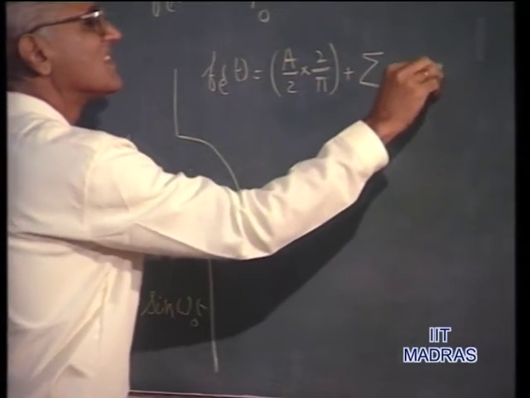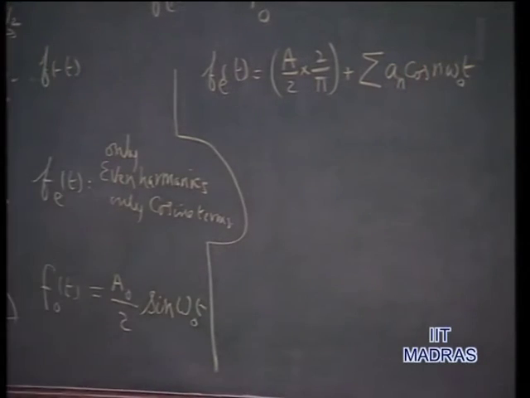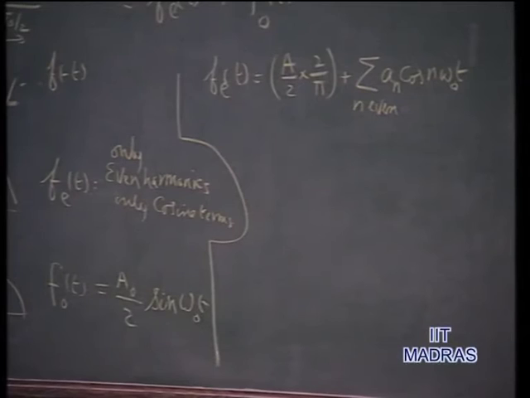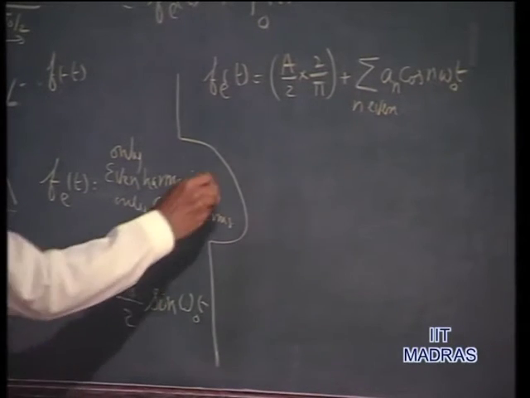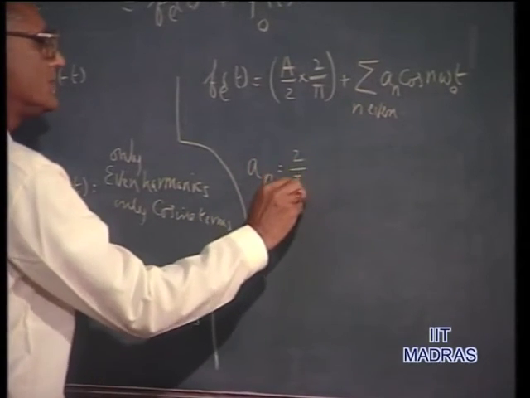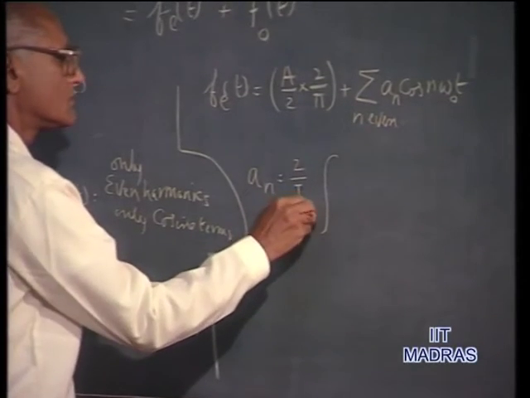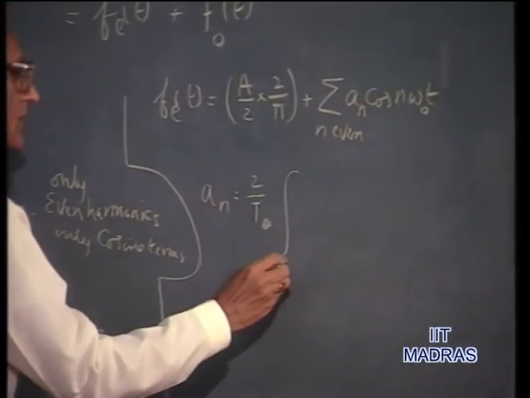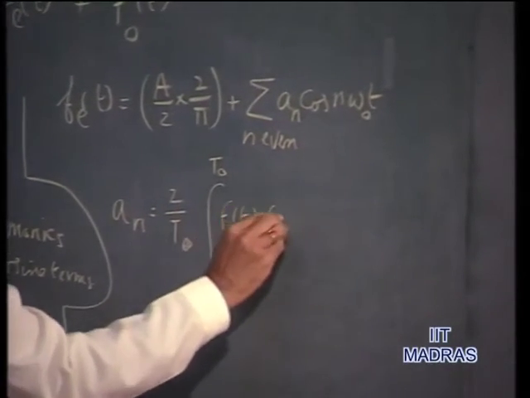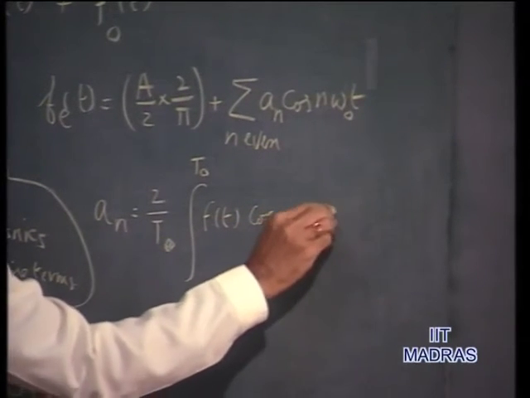an cos n omega t, where you need to have n even only, because odd values of n would be absent because it contains only even harmonics. To calculate an, you take twice the average of the function 0 to t naught f of t cos n omega naught.